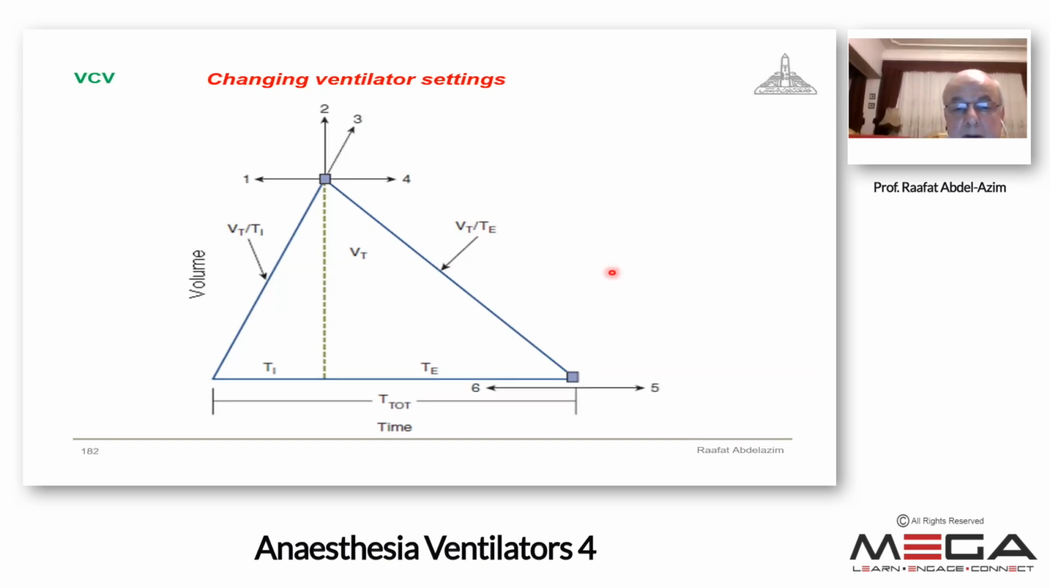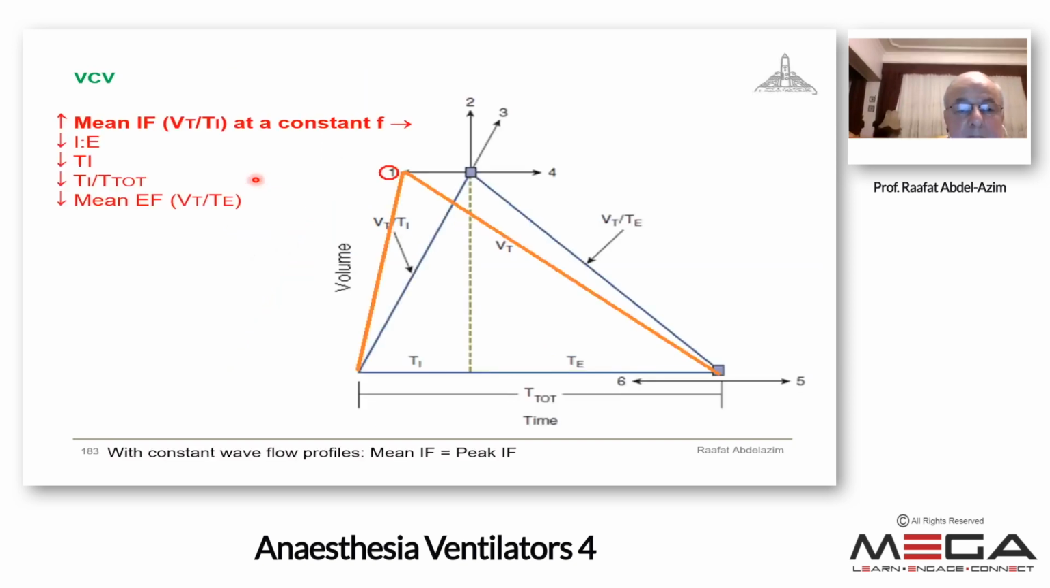Now consider the changes. One change in this direction, two in this direction, three, four, five, six. Let us take the first change. Keeping the tidal volume constant and going to the left side means reduction in the inspiratory time. The mean inspiratory flow rate will be higher.